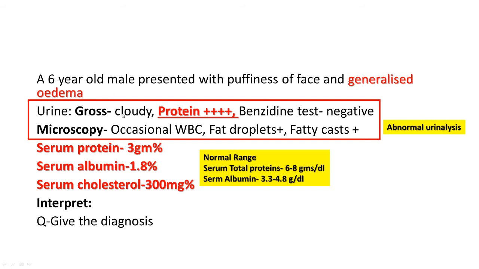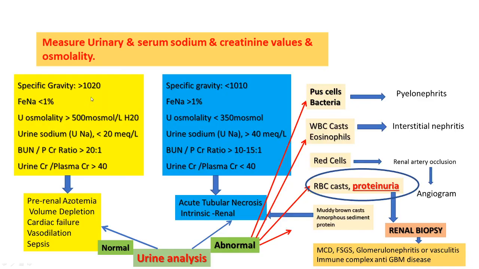As you can see, grossly it is cloudy, protein is 4+, and there are fatty casts. And there is generalized edema seen, which indicates anasarca. So coming to that same chart, there is abnormal urine analysis, and here what did we see? Protein was 4+, proteinuria, and there were no RBC casts, only proteinuria was there.